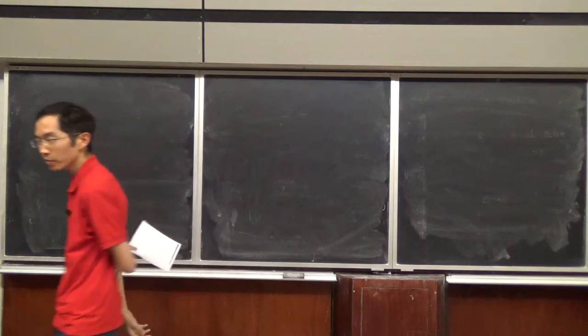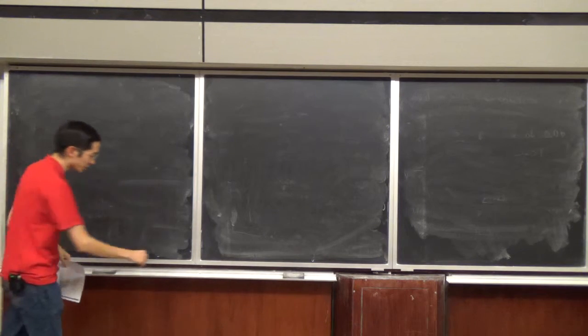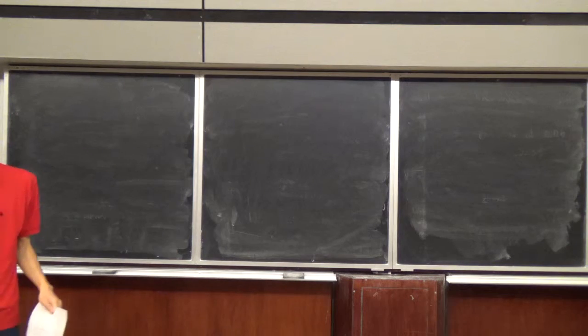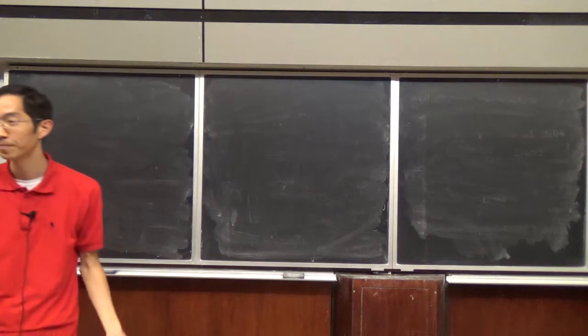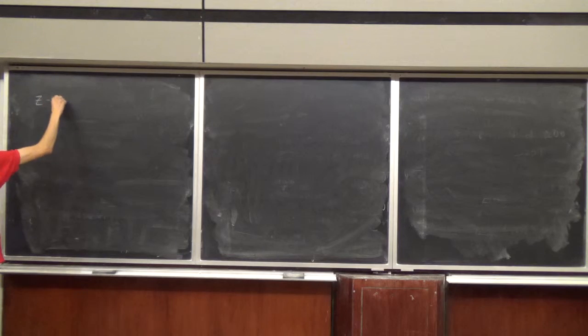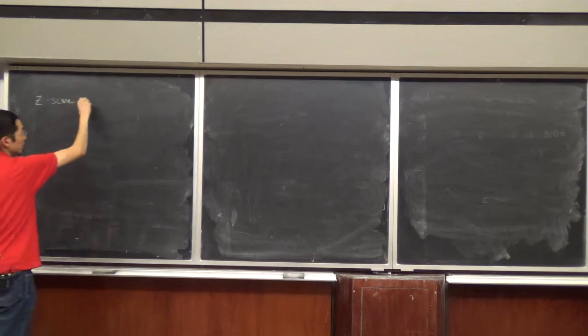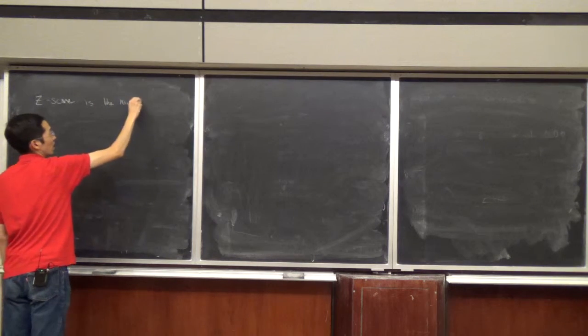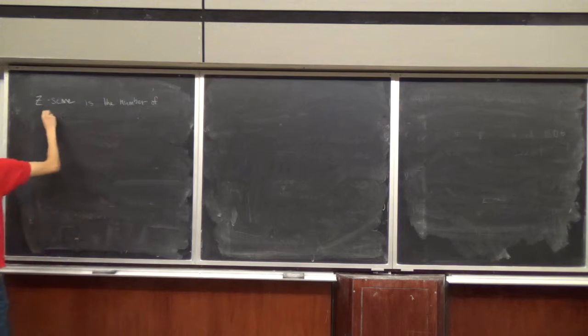So when we talk, I apologize, okay? From chapter 3, we learned about z-scores. Is that right? What was the definition of a z-score? Okay, so a z-score is the number of standard deviations away from the mean. Good.